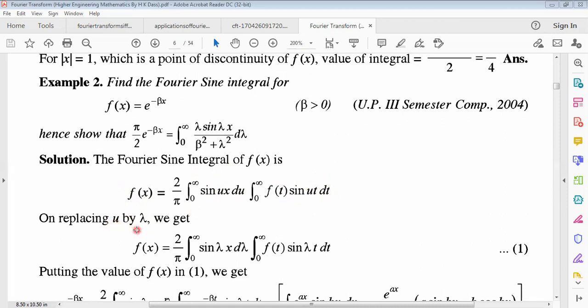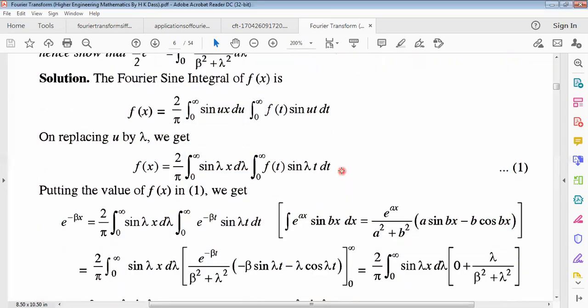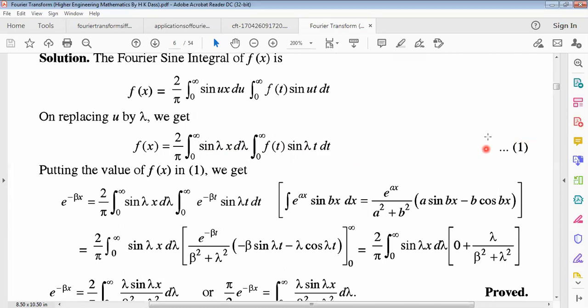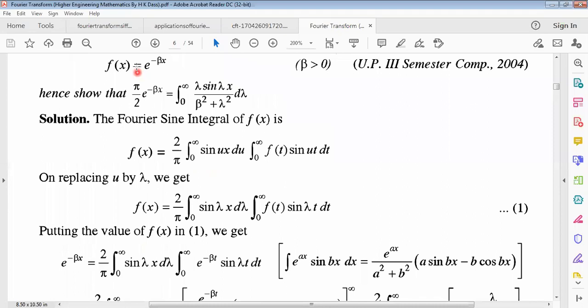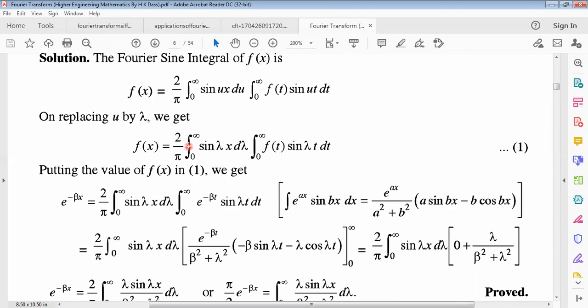On replacing u by lambda, because in our relationship we have to use lambda, we get f of x equals 2 by pi, integral from 0 to infinity of sine lambda x d lambda, and integral from 0 to infinity of f of t sine lambda t dt, with no change in the inner integral except u replaced by lambda. This is equation number 1. Now putting the value of f of x in equation 1: what is the value of f of x? e to the power minus beta x. This is the value of the given function.